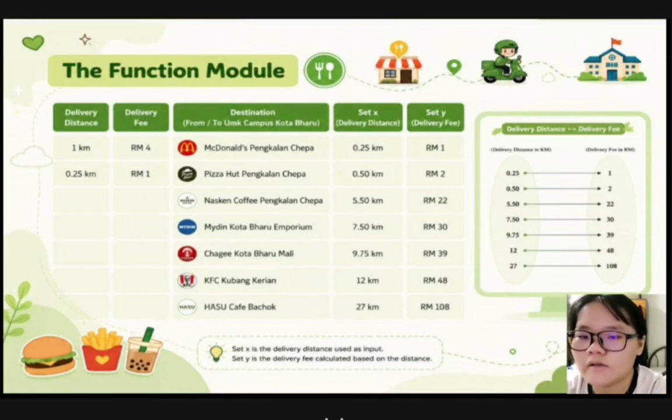The delivery fee is calculated based on a simple rule, where 1 kilometer equals 4 ringgit. For example, 0.25 km corresponds to 1 ringgit, and longer distances will have higher delivery fees. From the table, we define set x as the delivery distance, which is the input, and set y as the delivery fee, which is the output. The mapping diagram on the right shows how each delivery distance is connected to one delivery fee. Each distance is mapped to only one delivery fee. Therefore, this is a one-to-one function. In real life, this means that when the delivery distance increases, the delivery fee also increases.